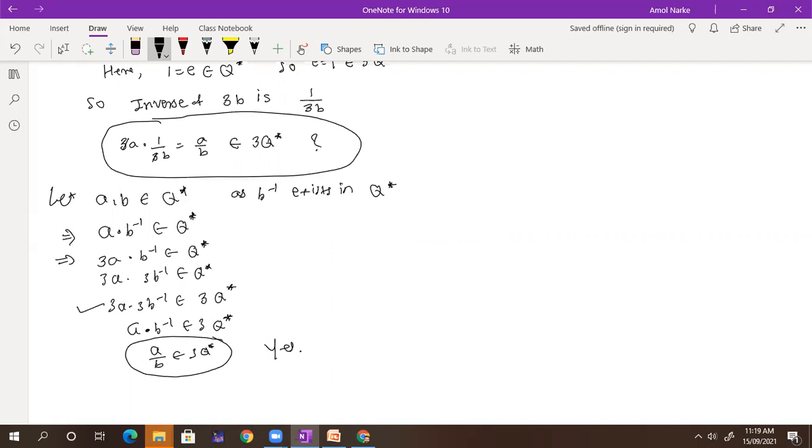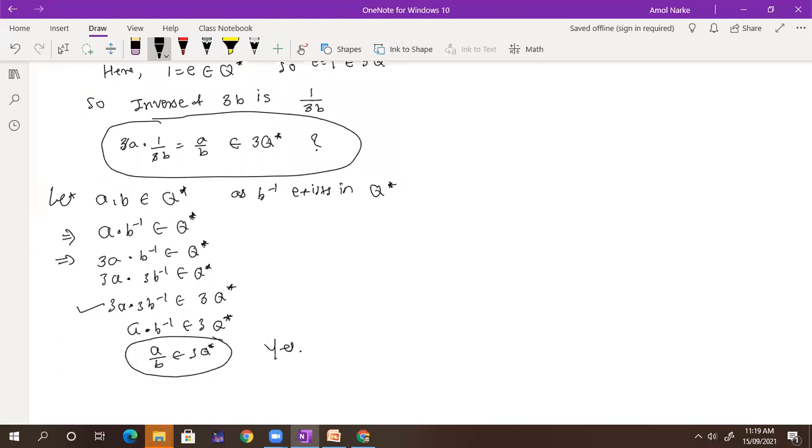Yes. So if I divide by that, it belongs to 3Q star. If I divide by 3 to that number, what am I getting? It's the product. Divided by 6, so divided by 3 into 3, that gets cancelled. And A into B inverse also belongs to 3Q star. See what happened here.